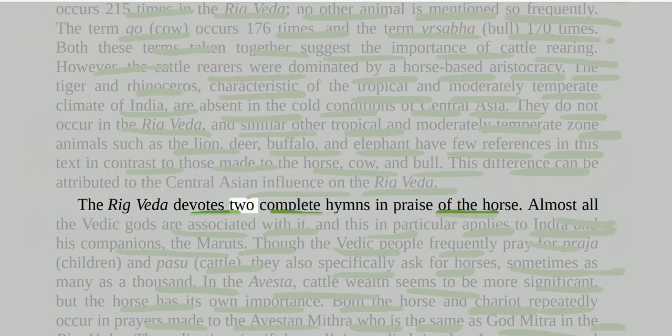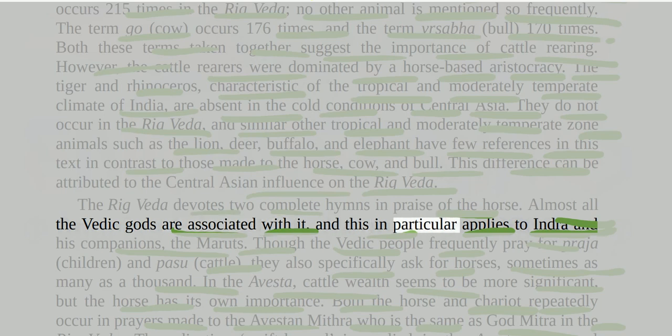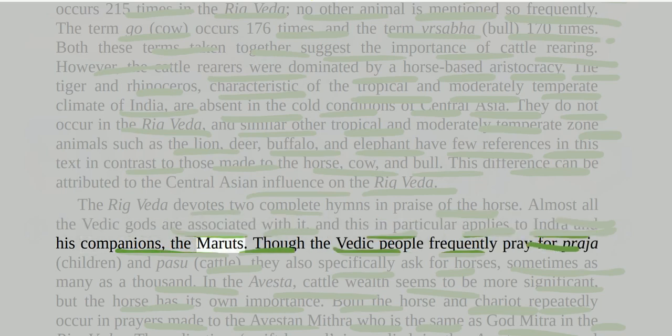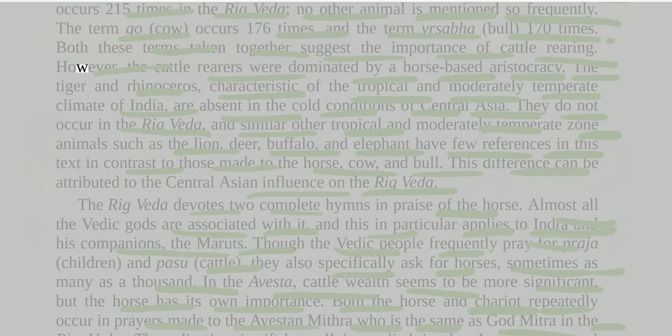The Rig Veda devotes two complete hymns in praise of the horse. Almost all the Vedic gods are associated with it, and this in particular applies to Indra and his companions, the Maruts. Though the Vedic people frequently pray for praja, children, and pasu, cattle, they also specifically ask for horses, sometimes as many as 1,000.